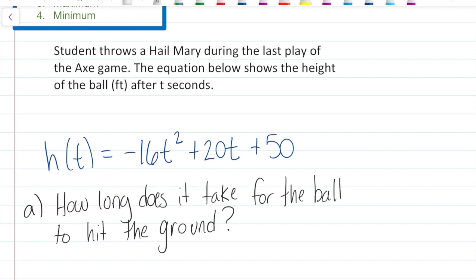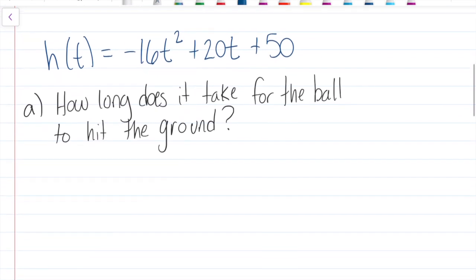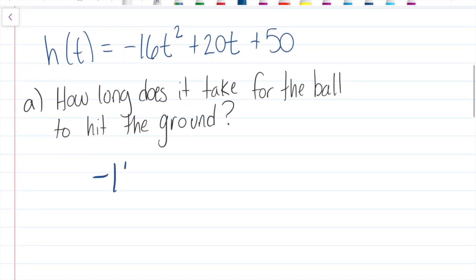So we have the following question. We have a student that throws a Hail Mary during the last play of the Axe game, and they want to know how long does it take for the ball to hit the ground. Now, they gave you this quadratic, and the first thing you should always look at is, can I simplify this quadratic to make my life a lot easier?